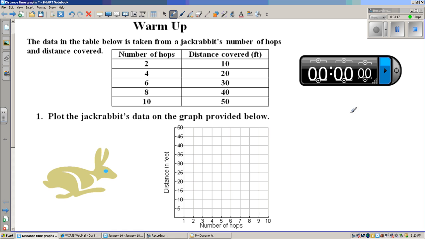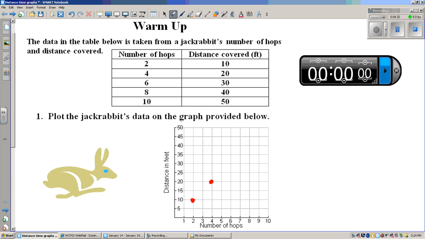Okay, so we need to graph the number of hops the jackrabbit takes to the distance covered. All right, so we're relating number of hops to the distance covered. So first we'll graph (2, 10). We're going to go to the right 2 and up 10 and put a point there. That's saying for every 2 hops, he's covering a distance of 10 feet. All right, at 4 hops, he's covering 20 feet.